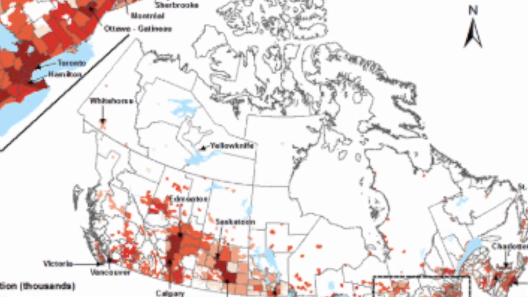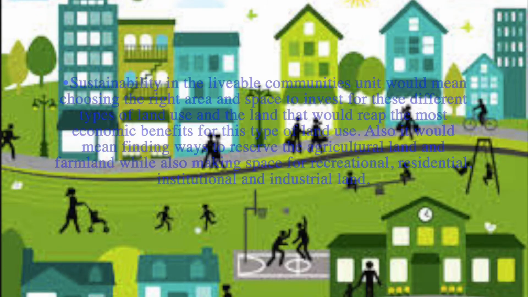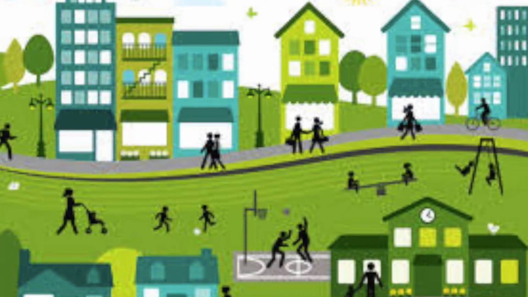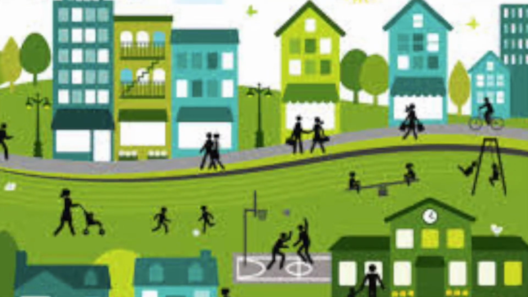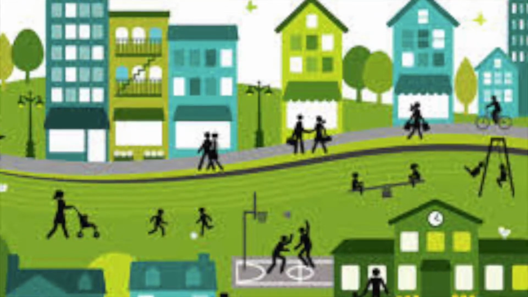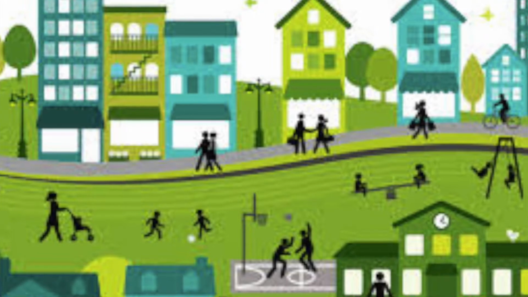As if we were to use all of the resources, there wouldn't be any left for future generations. The Livable Communities unit focused on the 4 different types of land use: residential, institutional, industrial, and recreational. Sustainability in the Living Communities unit would mean choosing the right area and space to invest for these different types of land use, and the land that would reap the most economic benefits for this type of land use.